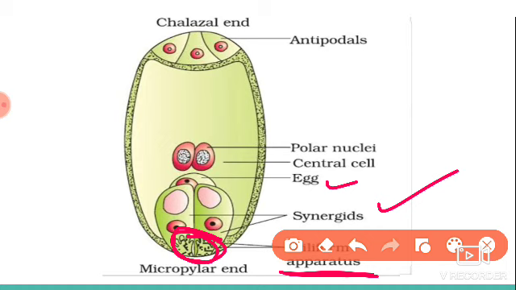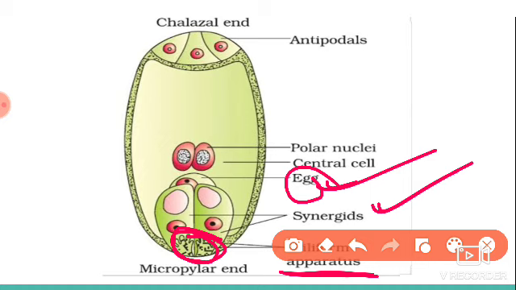Along with the synergid cell, we can find the egg cell, which is mainly important for the fusion of the gametes. This is our main target. Here the fusion of the gametes must take place. The egg cell and the synergid cells together we call the egg apparatus. At the micropylar end we can find the egg apparatus.